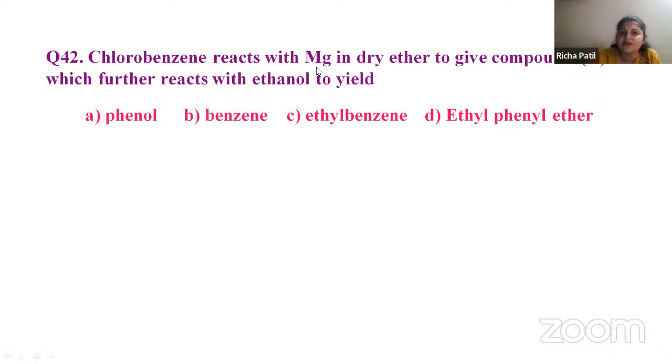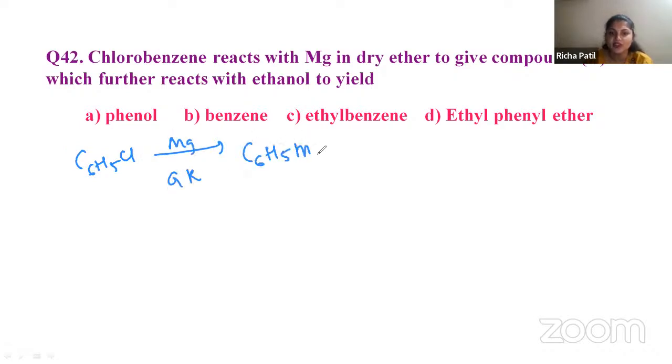Chlorobenzene reacts with Mg in dry ether to give compound A, which further reacts with ethanol to yield what? C6H5Cl in the presence of Mg gives the Grignard reagent. It gives you C6H5MgCl. This on further treatment with ethanol, C2H5OH, will give you C6H6. The correct answer is B, benzene.